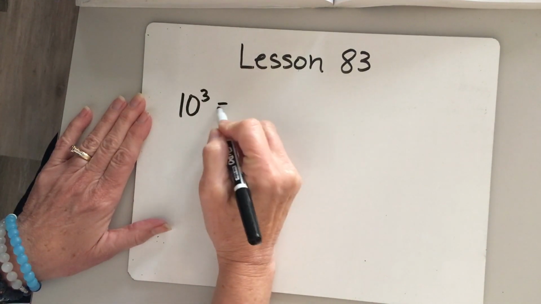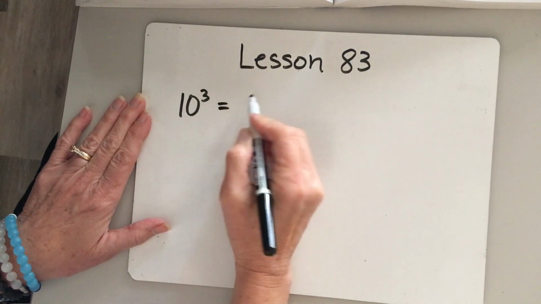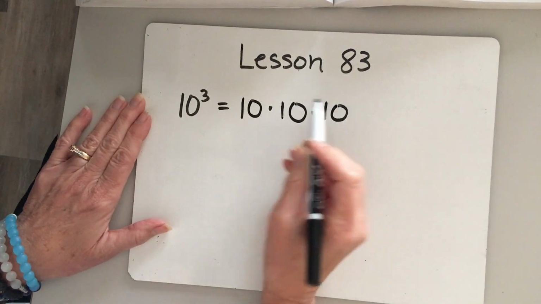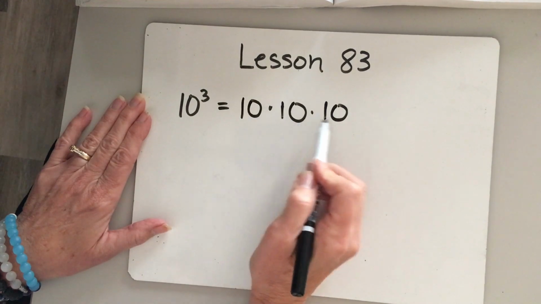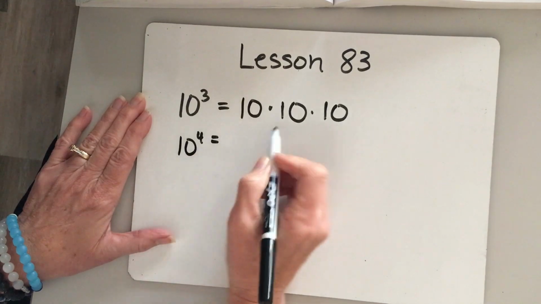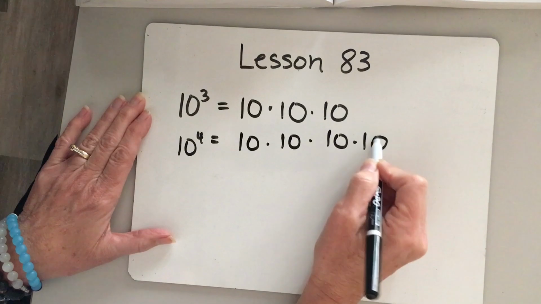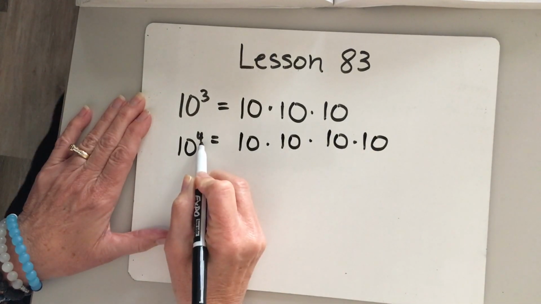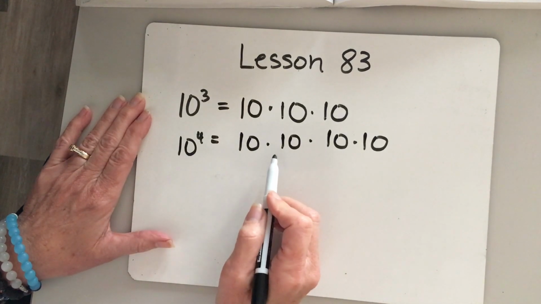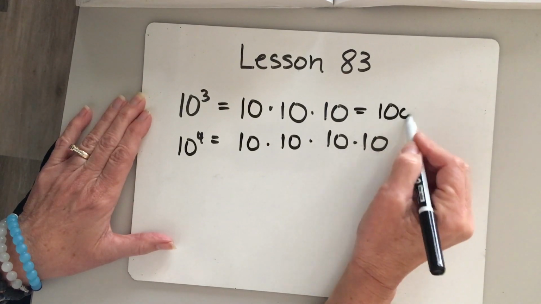If you have something like 10 to the third power, we know that the exponent means we're going to see that base number 10, 3 times in repeated multiplication. So 10 to the third power is 10 times 10 times 10. We see 3 tens. 10 to the fourth power, we would see 4 tens. And remember, this is not repeated addition, it's repeated multiplication. So this number right here is equal to 1,000.